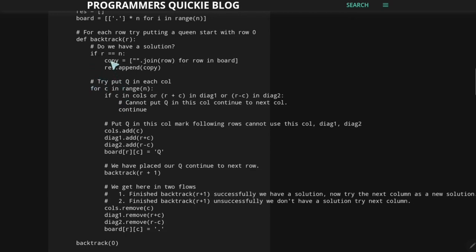Okay, so now let's say we don't have a solution, which means we need to continue to try and place queens. So we are on the next row because we came to this function either from the first 0 row or from the previous row. Try to put a queen. If the queen cannot be put because it's already in the column or one diagonal or the other diagonal, then continue to the next column and try on the next column. If it's possible to put a queen, let's mark this column and the diagonals that are captured by the queen, and mark the board with the queen.